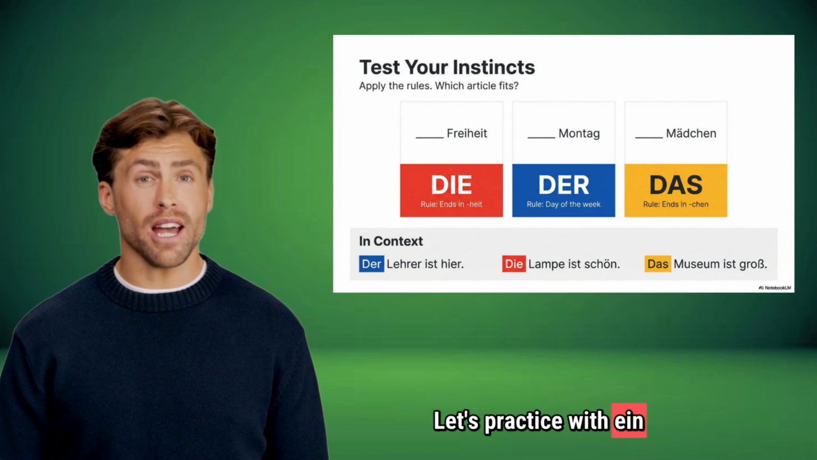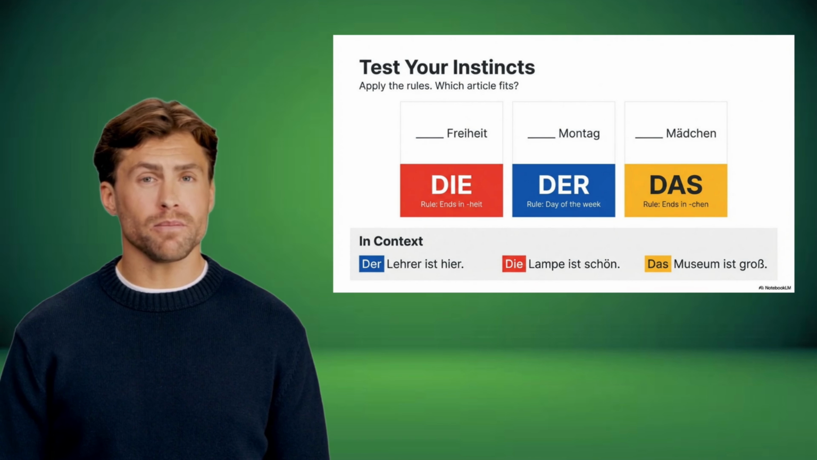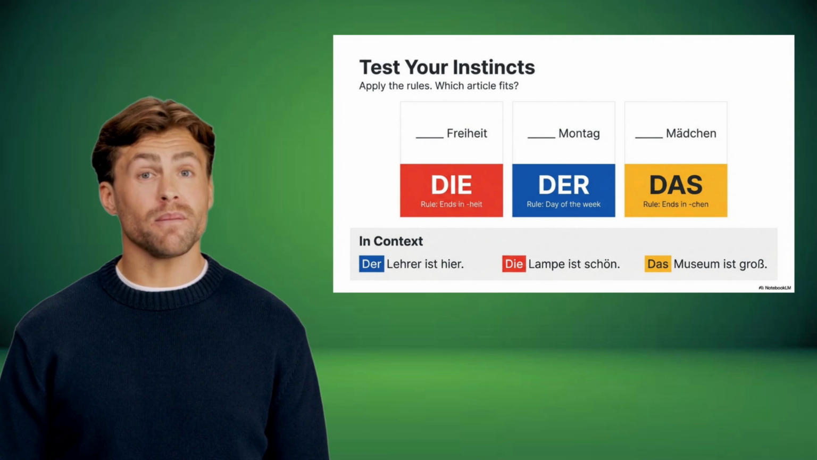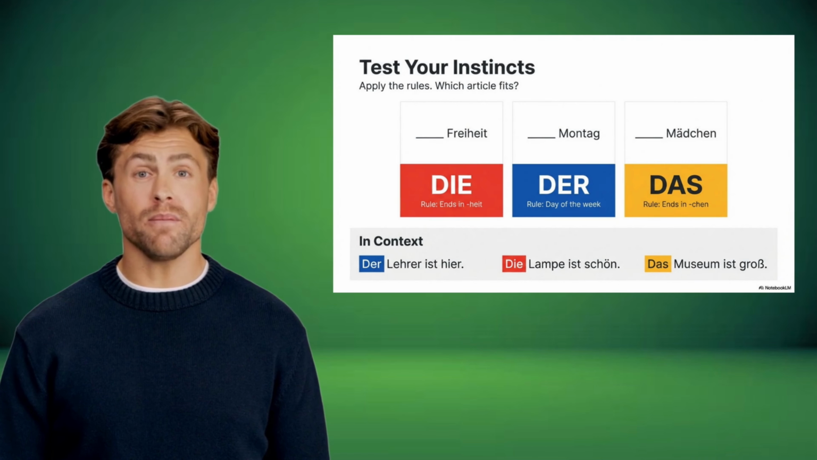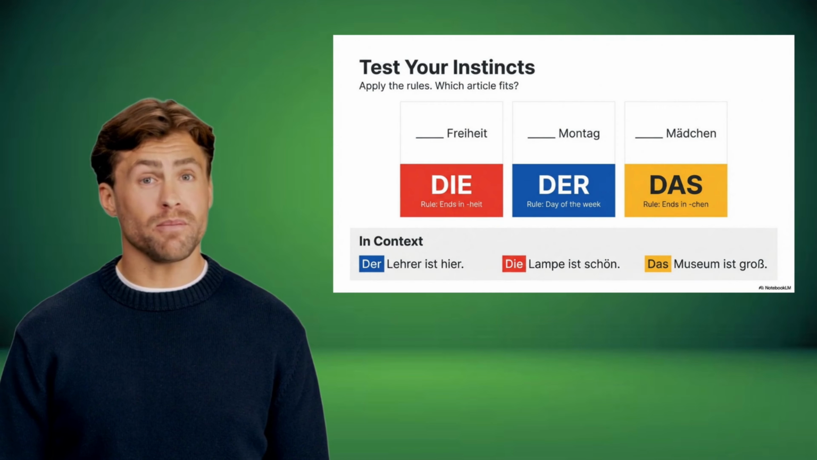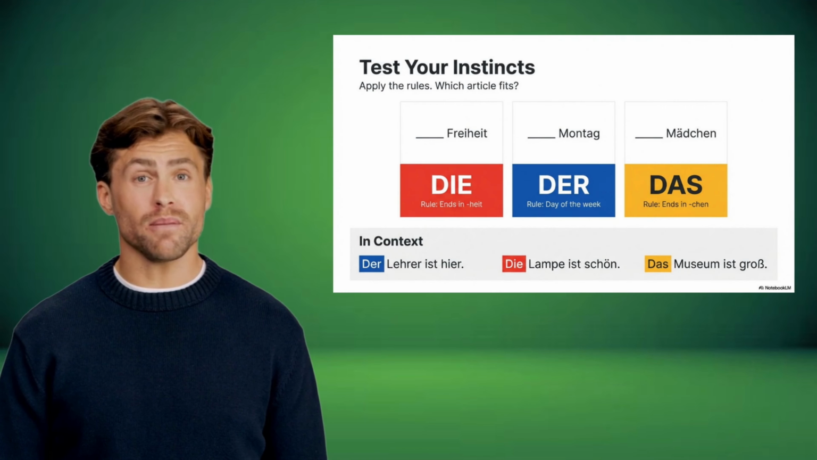Let's practice with ein and eine. A man. Ein Mann. A woman. Eine Frau. A child. Ein Kind.